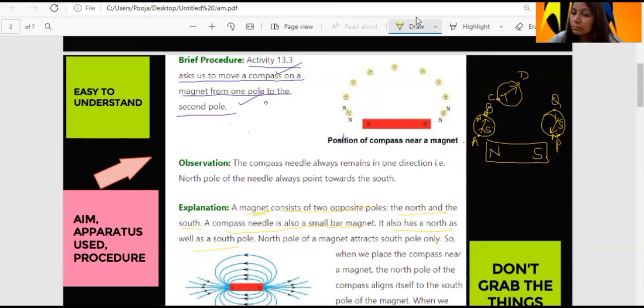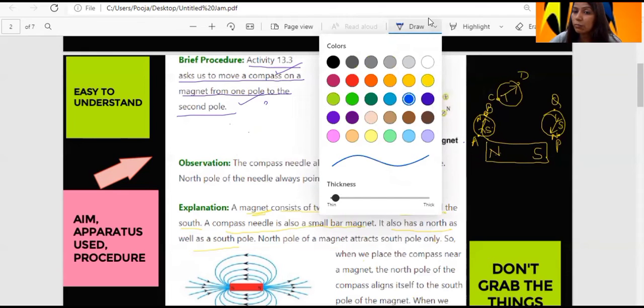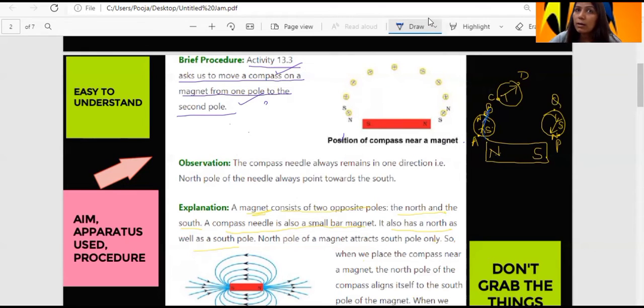Now take out this compass needle and join the marked positions around the bar magnet. What will we see? We will have a curved path along this bar magnet like this. This curved alignment of the magnetic field is known as magnetic field lines. This is the activity, where we move the compass needle from one pole of the magnet to another pole so that we get the magnetic field lines.